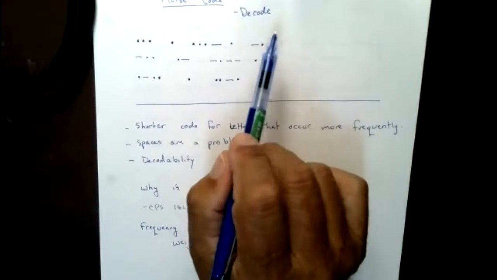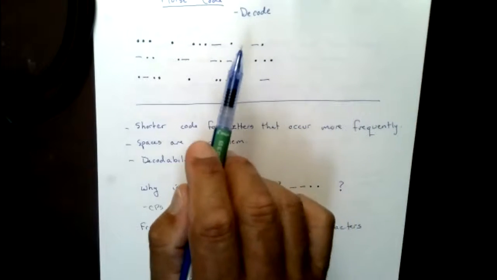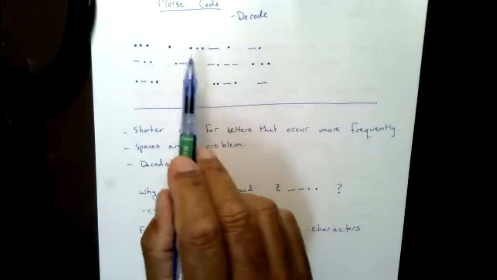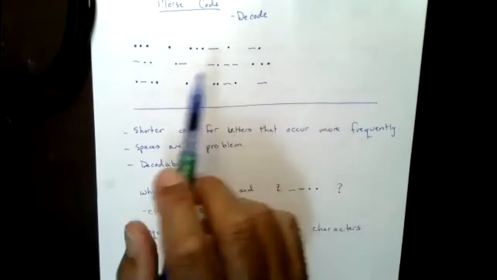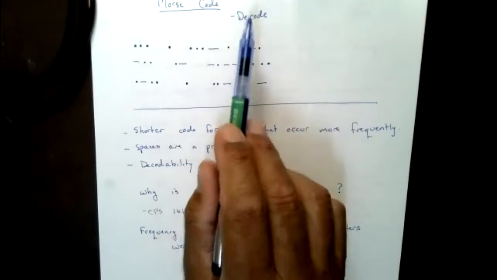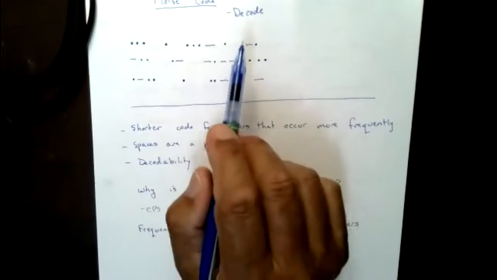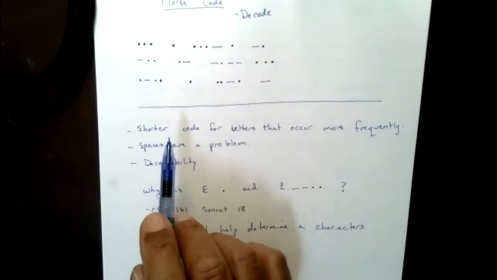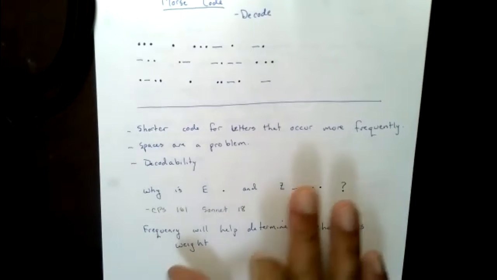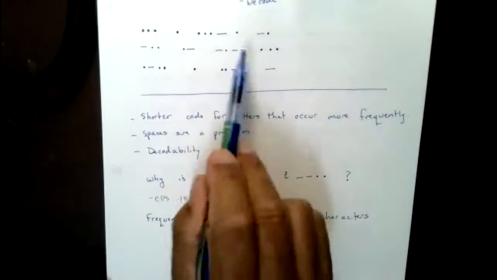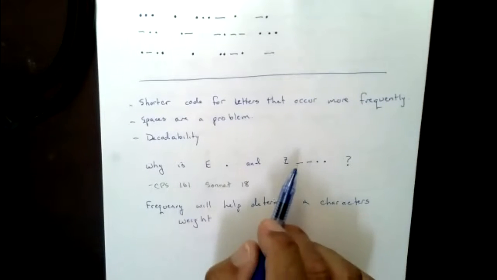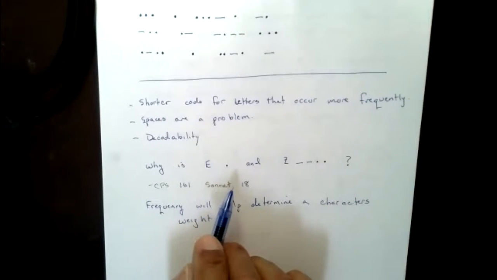Now, we need to be a little more efficient. We want to be able to send messages the same kind of way, but with less going on. And some of what I mean by less going on is, what if I could get rid of the spaces? Might make it a little hard to decode, but we're going to look at a way to do that. Okay, so we just talked a moment ago about shorter code for letters that occur more frequently, like E. Okay, spaces are a problem. And then, is it decodable? Yes. If I didn't have spaces, is it decodable? No.